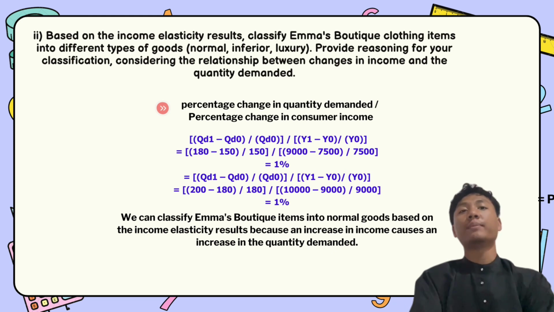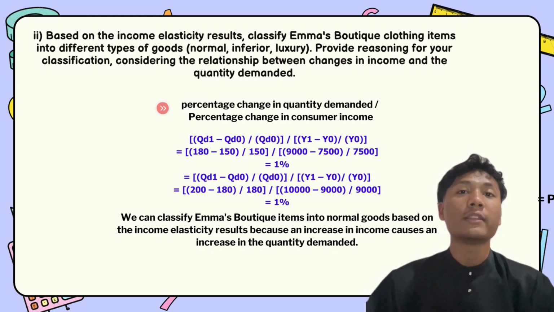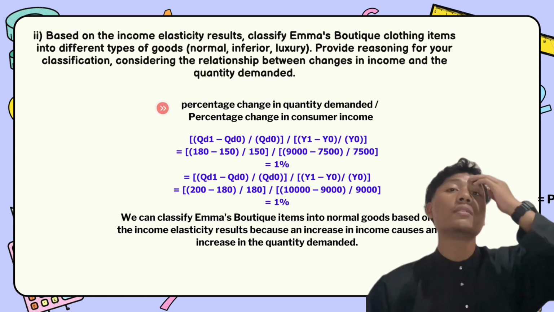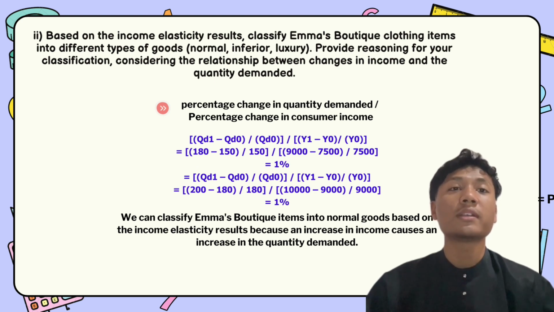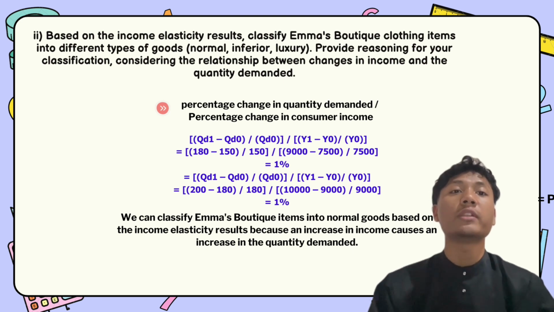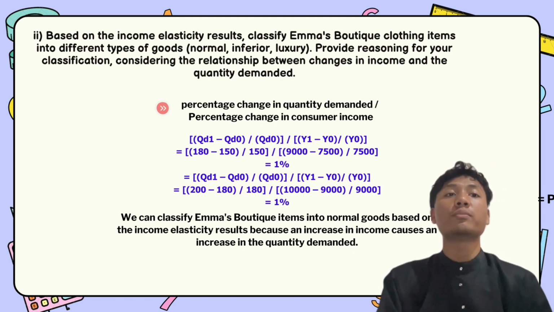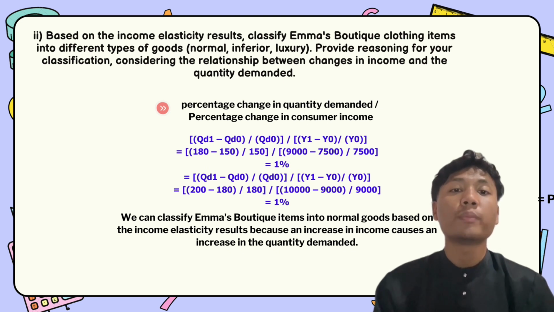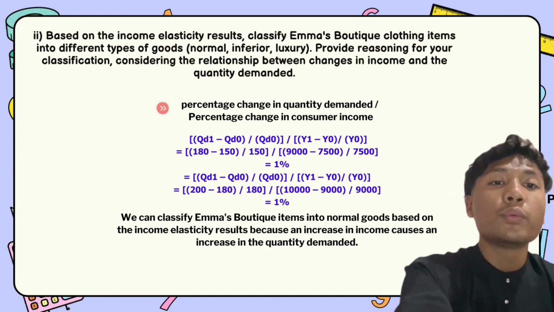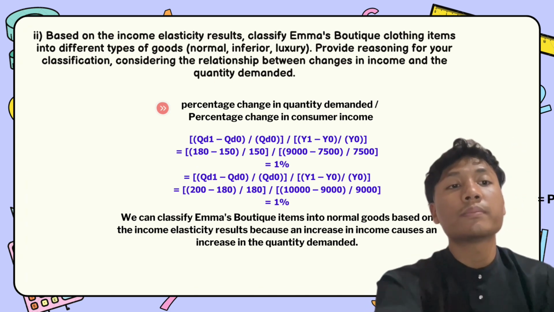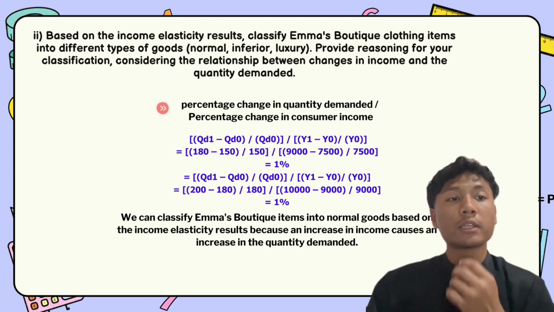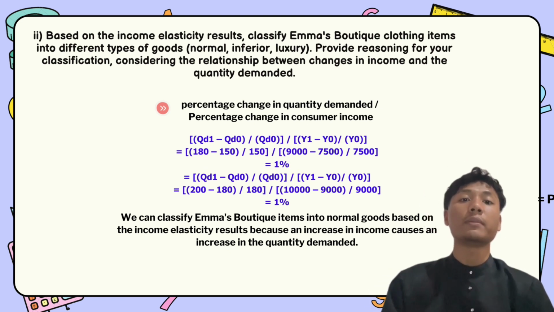Next, based on the income elasticity result, classify Mass Boutique clothing items into different types of goods: normal, inferior, or luxury. Provide reasoning for your classification considering the relationship between change in income and the quantity demanded. So we also use percentage change in quantity demanded divided by percentage change in consumer income. The answer we got is 1%, and the second also 1%. And we can classify the Mass Boutique items as normal goods based on the income elasticity, because an increase in income causes an increase in the quantity demanded.